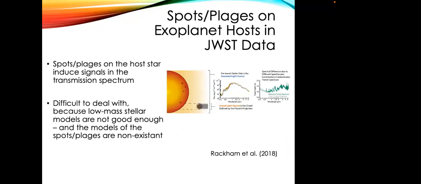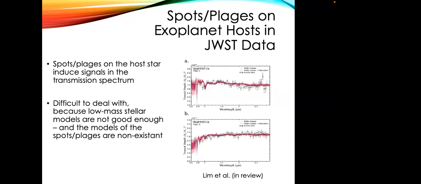All right, with regards to spots and plages. Again, transmission spectroscopy assumes a uniform disk. This is not physical. Even for the sun, we know that's not physical. And this is especially difficult to deal with for low-mass stars because low-mass stellar models are not good. Oh, yes, as I said, this is TRAPPIST-1.